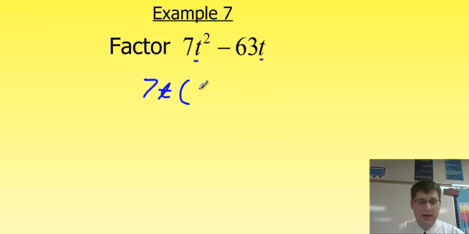So that's going to leave me with, okay, so 7 divided by 7 is 1, and then when I have 2 t's, I pulled out 1, that just leaves me with 1. Minus, and then 63 divided by 7 is going to give me 9, and I had 1 t, I pulled out, I have no t's left. And I'm left with t minus 9.